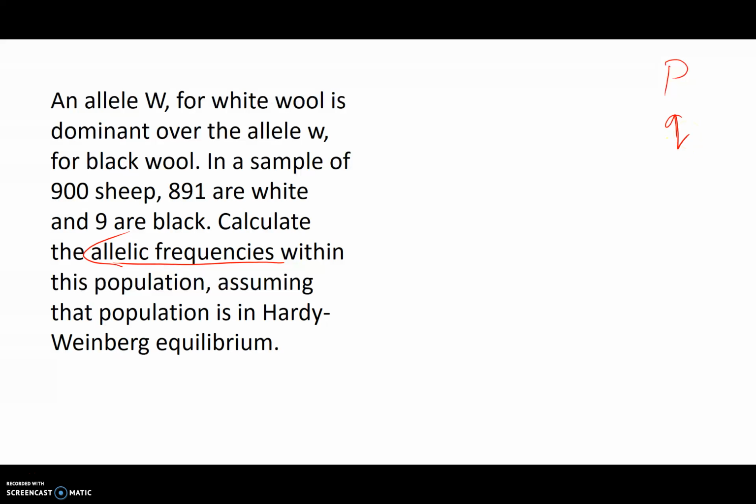So what I have here is 9 of the sheep out of the 900 are recessive phenotypes. So recessive phenotypes are Q squared. And so when I look at this, I see that 9 out of 900, that's a proportion of the population that is homozygous recessive, and that's equal to 0.01. And so that is my Q squared, my number of individuals that are homozygous recessive.